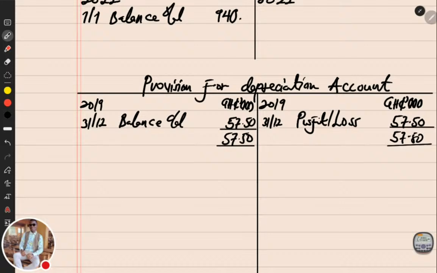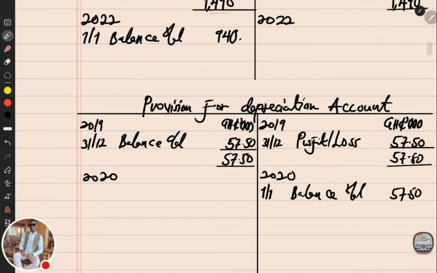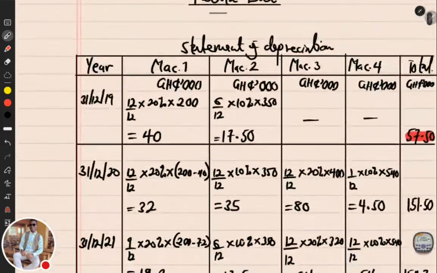So once you have a balance carry down, you need to have a brought down generally there. So we'll have 2020. So we'll have inward 1st January. So we have balance brought down as what? 57.50. Then in the year 2020, what was our total depreciation that we provided?